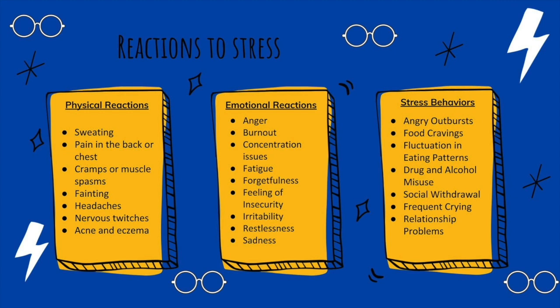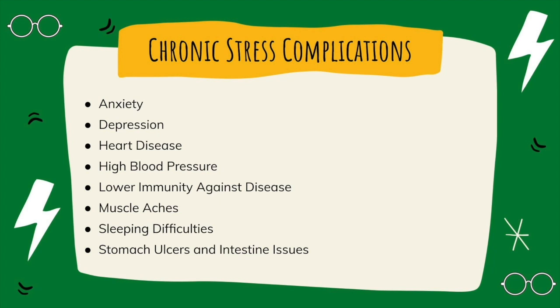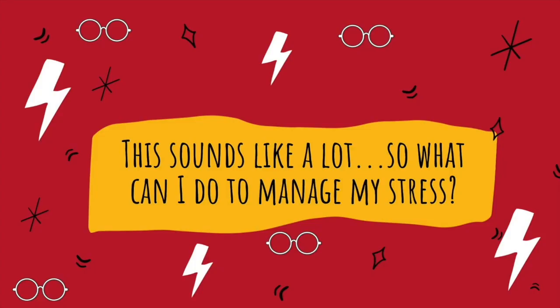It is important that you critically look at this list to identify if there are any behaviors or reactions that are common for you when you get stressed. Knowing what your common reactions and behaviors are is the first step to managing stress. If you experience chronic stress, there can be additional complications associated with that. These complications include anxiety, depression, heart disease, high blood pressure, lower immunity against diseases, muscle aches, sleeping difficulties, and stomach ulcers and intestine issues. So this sounds like a lot, which we completely understand.